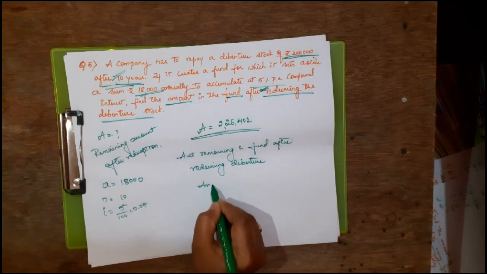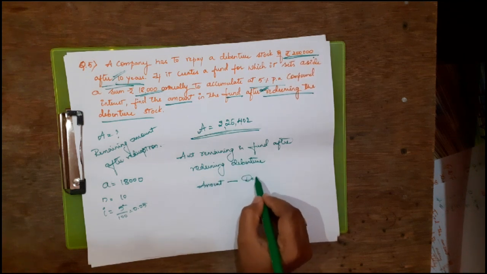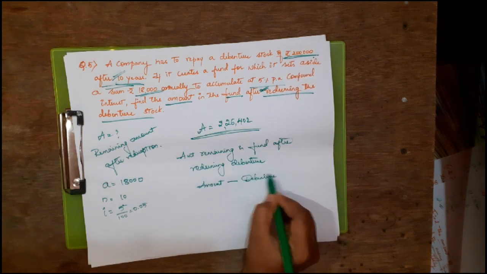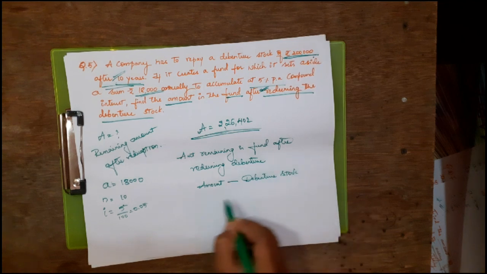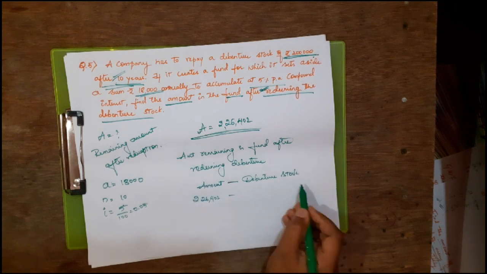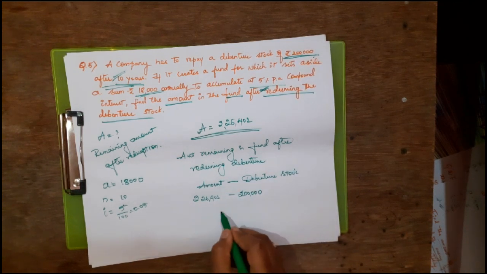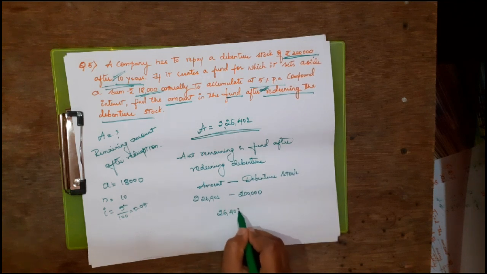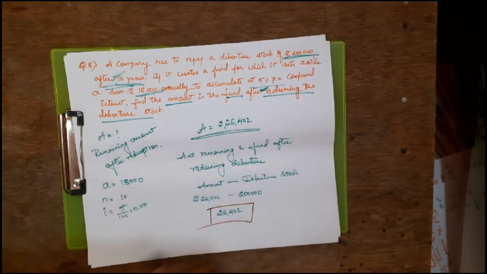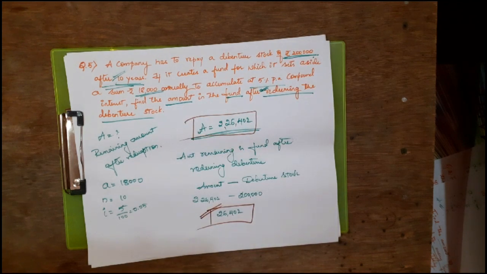Okay, the amount you got in the sum will be subtracted from the debenture stock. So amount is 2,26,402 minus debenture stock, which is 2 lakh. So you are getting a remaining amount of 26,402. So this should be your answer. Amount you are getting this much and the remaining amount you are getting this much.